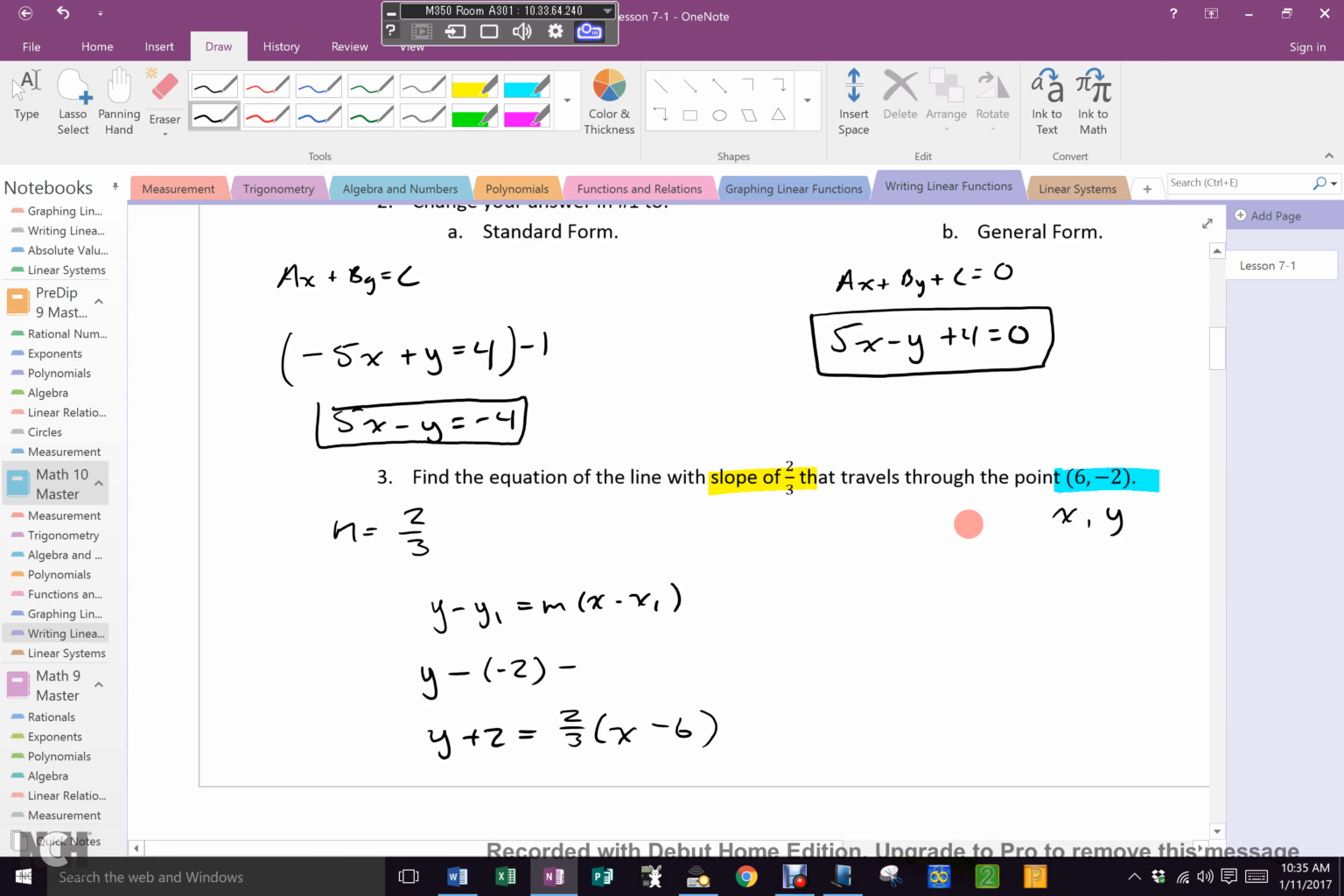Again, you're just taking the points and substituting them in. Do you have to memorize that? Yes or no? I've warned you. Do you have to have that memorized? No. I'm going to give you point-slope form on your data booklet. You just got to know how to use it.